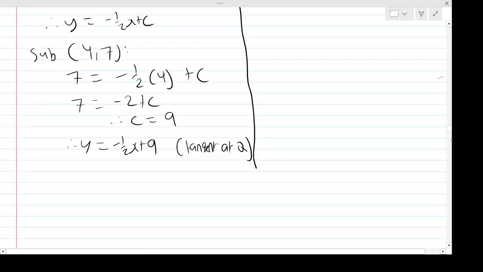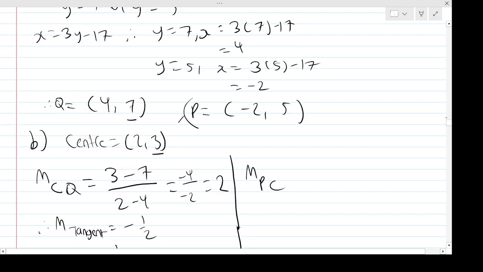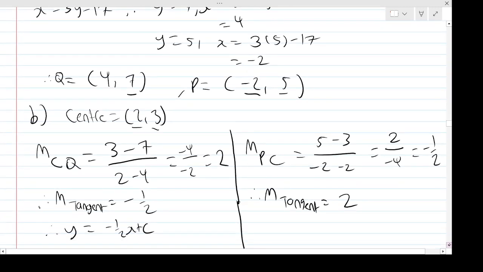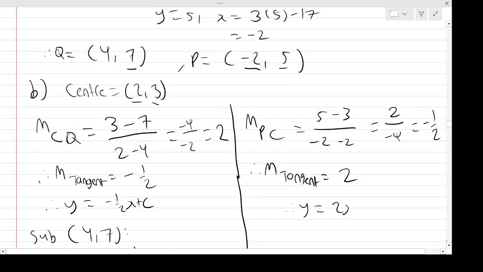is going to be again change in y over change in x. I've noted the coordinates here again. So if I start from P, y is 5 here, take away the y coordinate at the centre, 3. Then change in x, so minus 2 here, take away 2 there. 5 minus 3 is 2, minus 2 minus 2 is minus 4, so I get minus a half as that simplifies. Therefore, the gradient of the tangent in that case, again, is going to be the negative reciprocal, so negative of negative is positive. Then we do the flip, 1 over 2, we get positive 2. There we are. Therefore, we can say that y is 2x plus d.